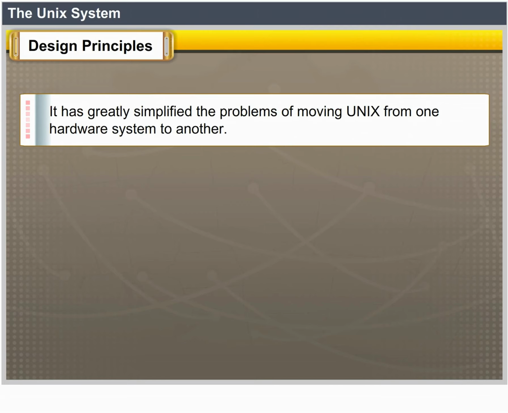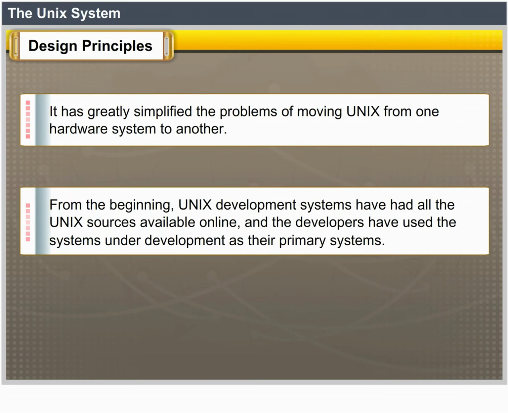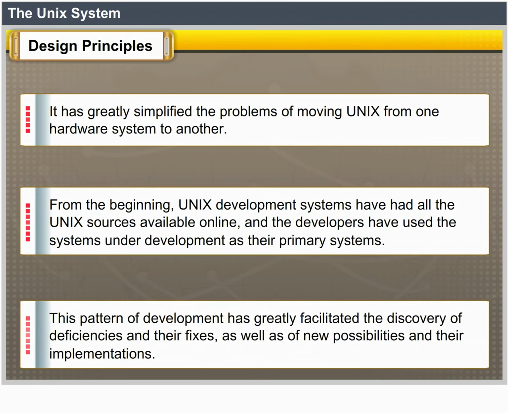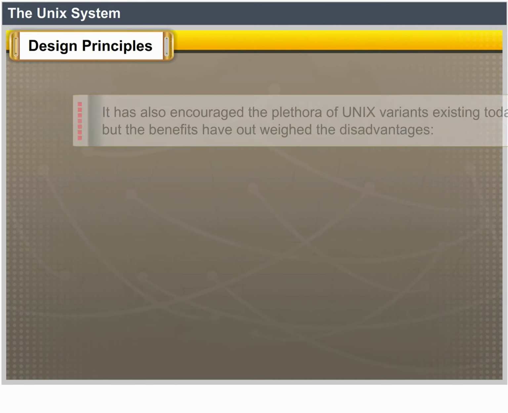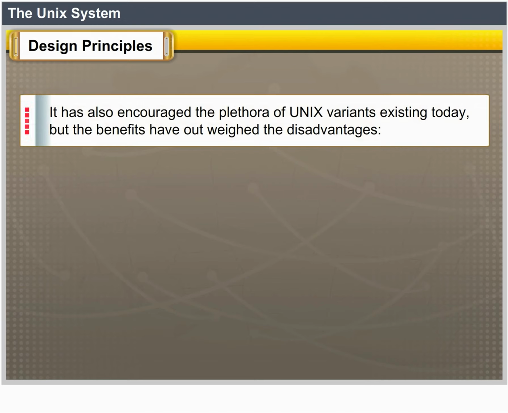From the beginning, Unix development systems have had all the Unix sources available online, and the developers have used the systems under development as their primary systems. This pattern of development has greatly facilitated the discovery of deficiencies and their fixes, as well as of new possibilities and their implementations. It has also encouraged the plethora of Unix variants existing today, but the benefits have outweighed the disadvantages.